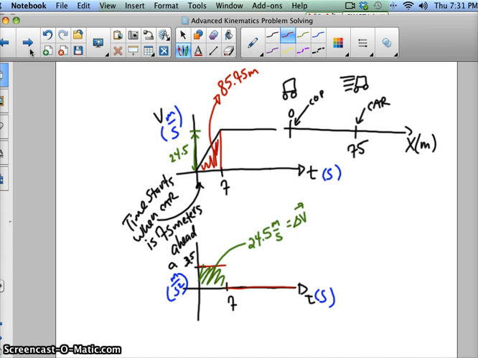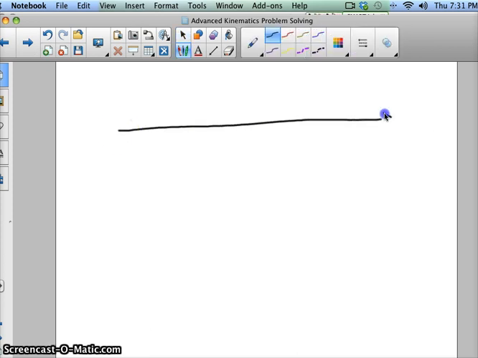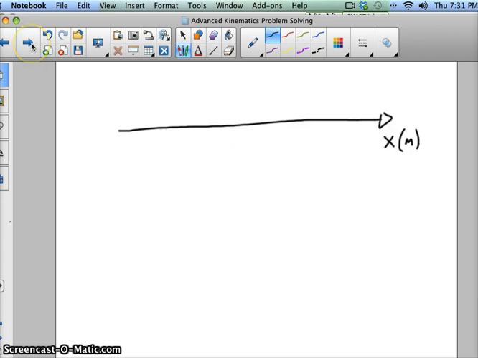Okay? So now, let's imagine a new problem where at this moment in time, if I look at what I have so far, my cop's at about 86 meters. So I'll write 0, 86 meters. Okay.